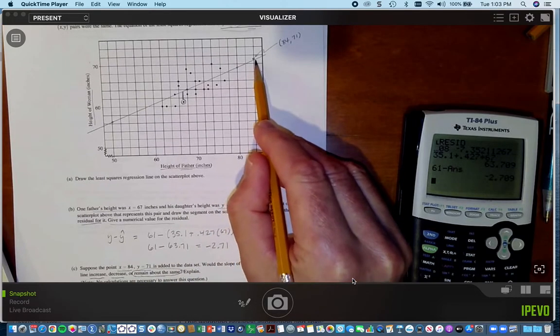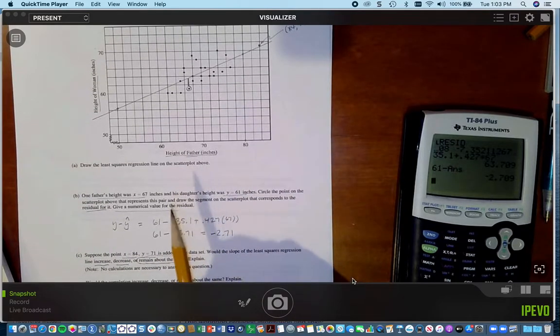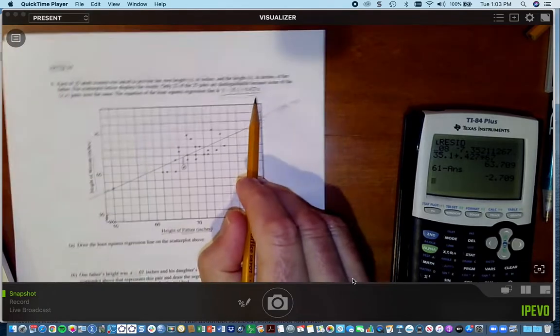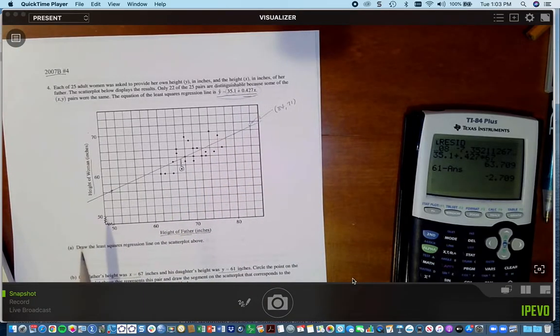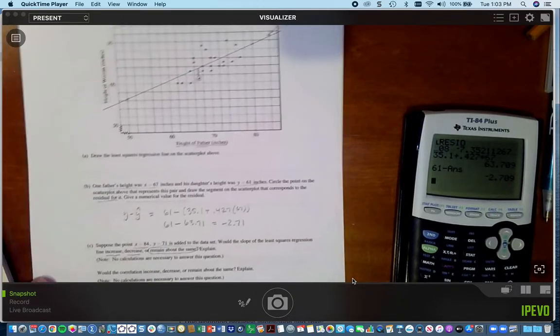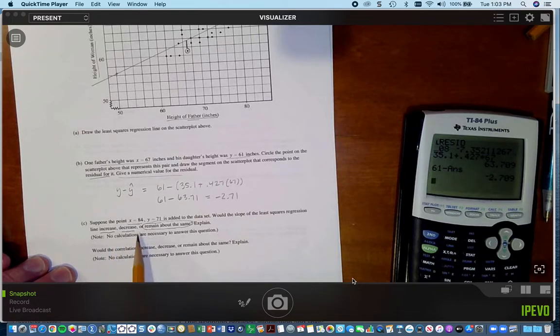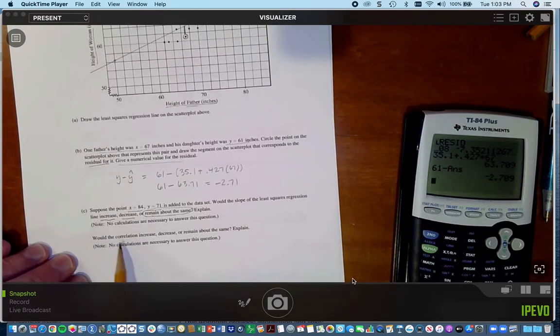Now you could argue that that point is just barely above the line, so the slope would actually increase a little bit, but we're probably not even going to recognize it to 2 or 3 decimal places. Because that point is really close to the line, it doesn't change the slope very much. And then the second question is, what about the correlation coefficient? Would it increase, decrease, or stay about the same?